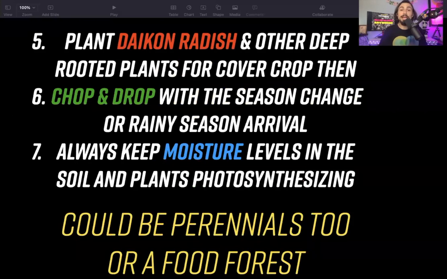And then you can be planting daikon radish and other deep-rooted plants for cover crop. And you can chop and drop or terminate it with the season change or rainy season arrival to have that microbial action get popped up again. And when you do that, you can be adding compost tea, IMO3, all these different things to help that break down. So always keep moisture levels in the soil and the plants photosynthesizing.